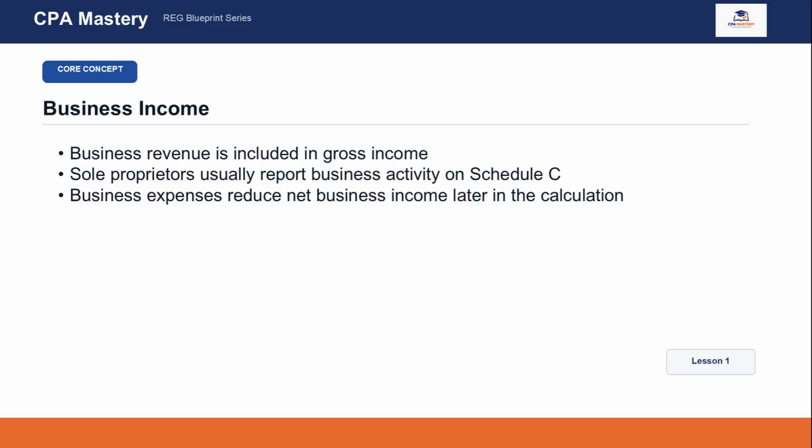If an individual operates a business, the business activity can also produce income that belongs in gross income. For a sole proprietor, this usually shows up on Schedule C. The business brings in revenue, and then allowable business expenses are deducted to arrive at net business income. For this lesson, the main idea is that business activity creates taxable income just like wages or interest do.